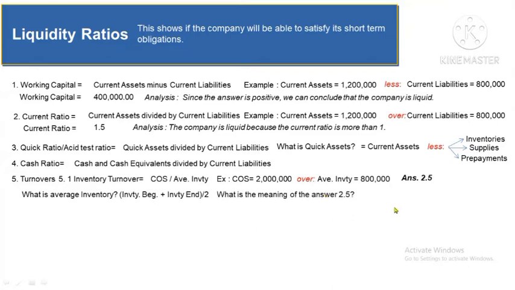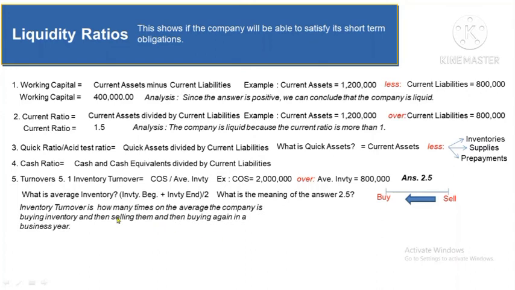Okay, here's the thing. When you buy inventories, it stays with you for a moment until it is sold, right? And then after it is sold, you're going to buy again. Actually, this cycle is already considered as one inventory turnover. So let me repeat that again. Inventory turnover is how many times on the average the company is buying inventory and then selling them and then buying another set again. And since the answer is positive 2.5, this means the cycle was repeated only 2.5 times within a business year on the average.